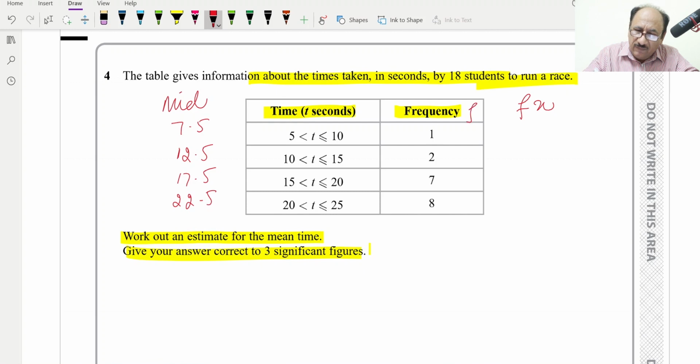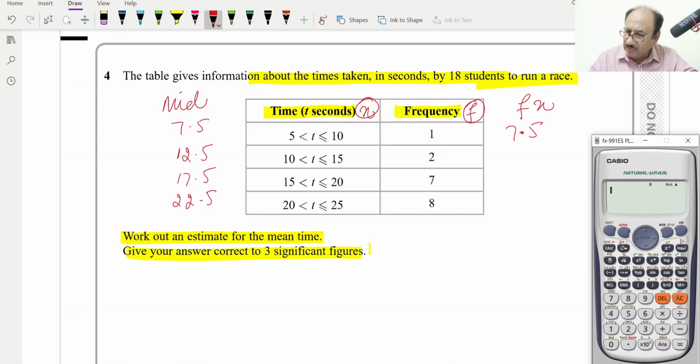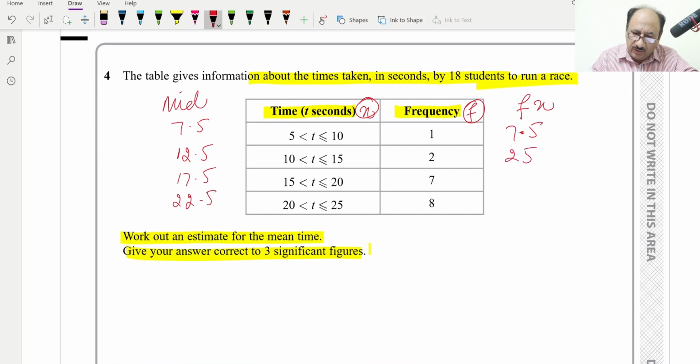This is our f and this is our x, so we will multiply these two and we will write here: this will be 7.5 multiplied by 1, so this will be 7.5, and this will be 12.5 multiplied by 2, which is equal to 25, so this value is 25.